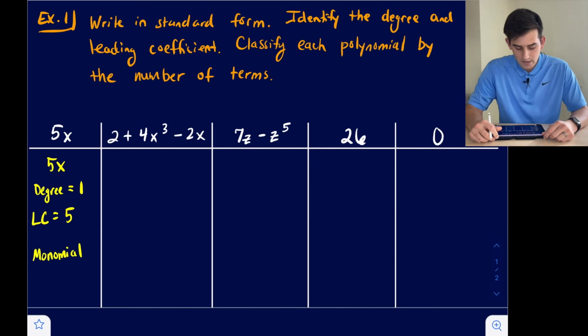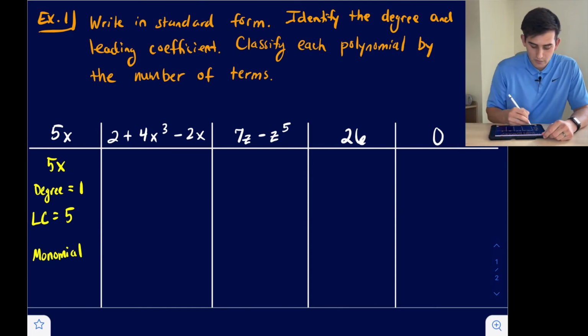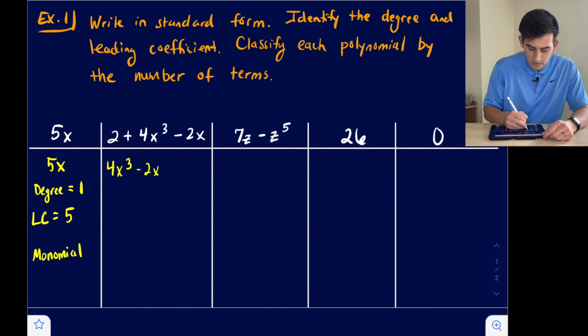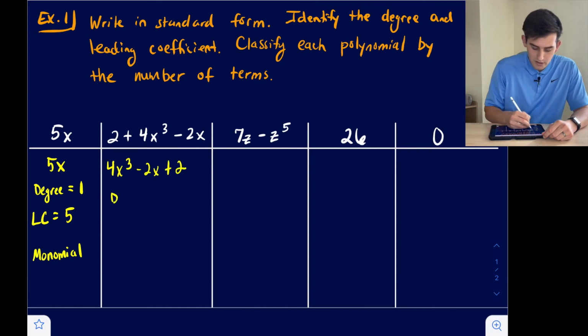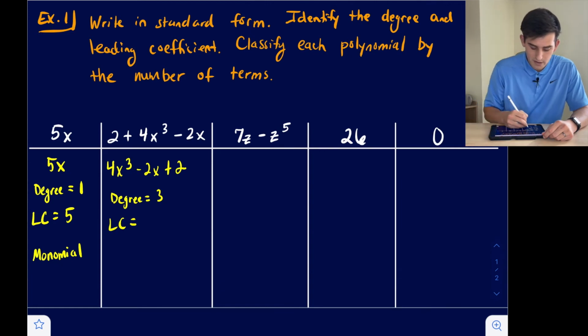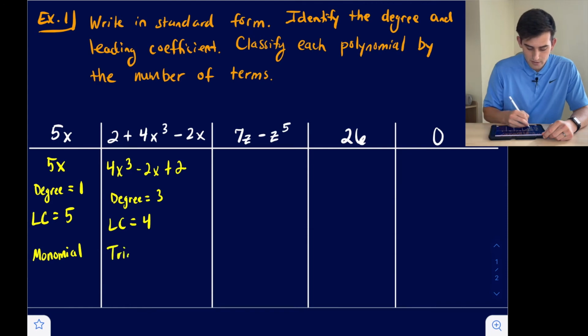All right, the next one, 2 plus 4x cubed minus 2x. We write it in standard form, so the largest exponent is 3, so we want to write 4x cubed first. Then we're going to say minus 2x and plus 2. That'd be our standard form. The degree here is just our highest exponent, which is 3. Our leading coefficient, since we already wrote it in standard form, we just look at the first number that we see. So the leading coefficient would be 4, and there are 3 terms, so this would be a trinomial.